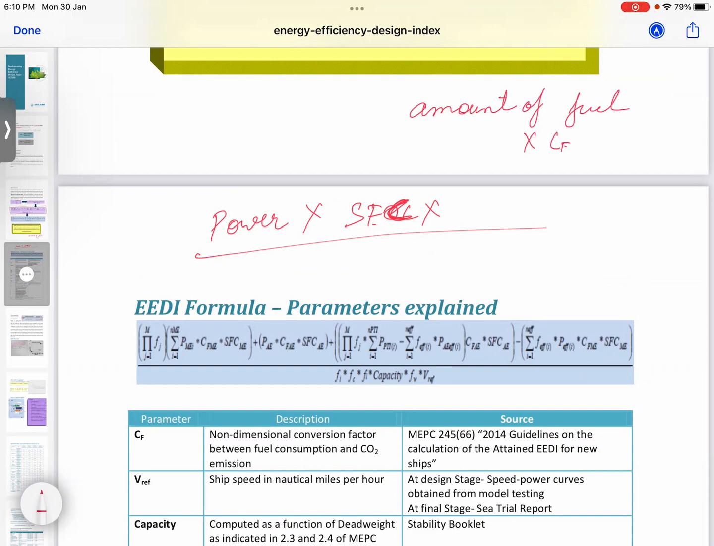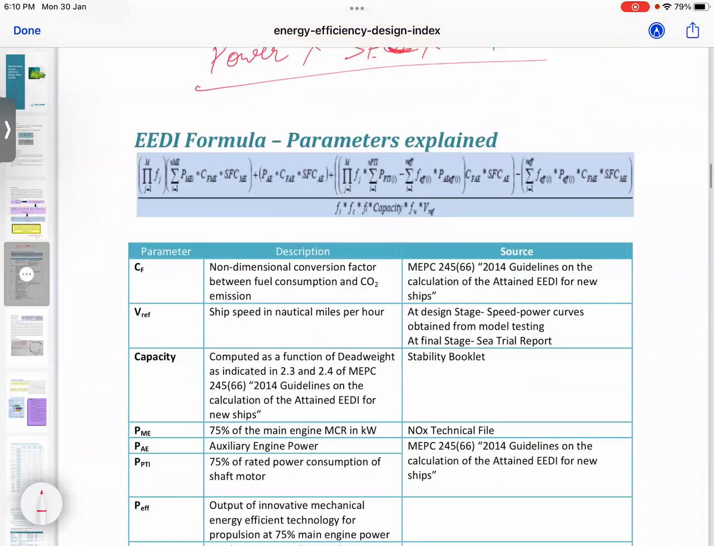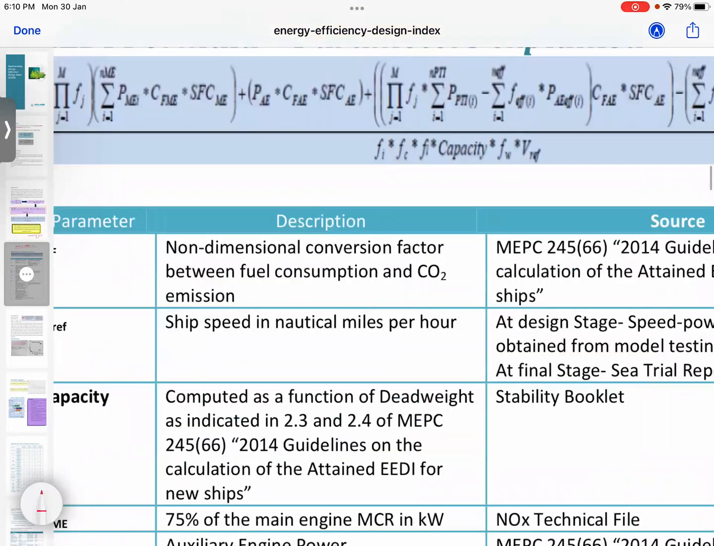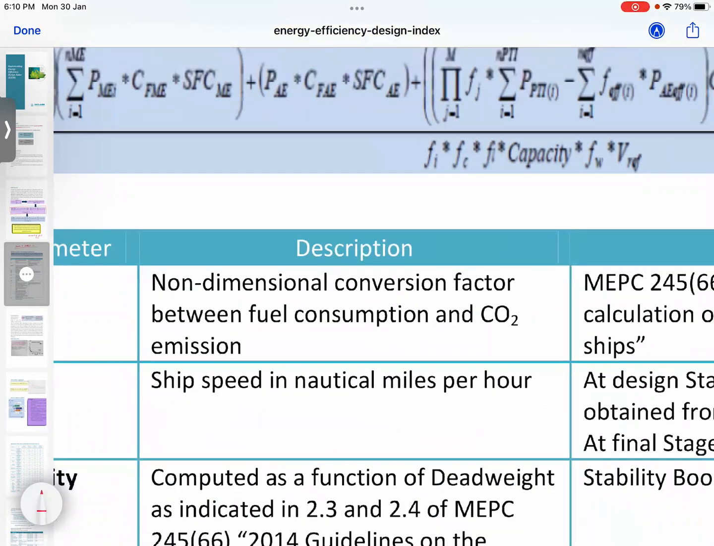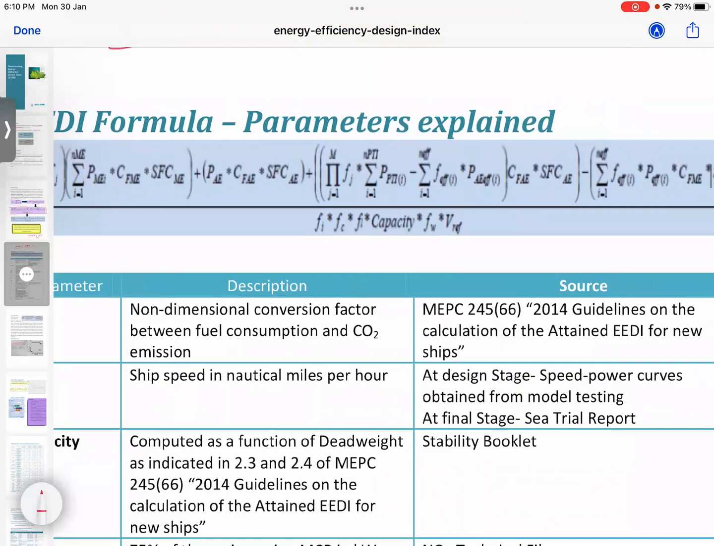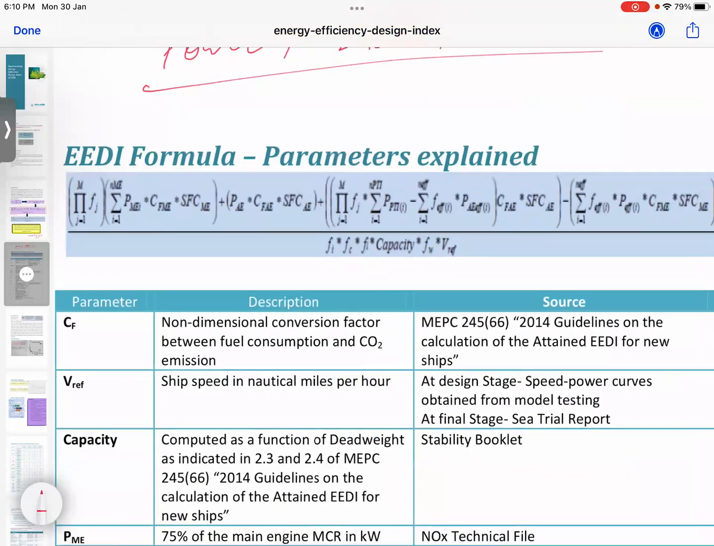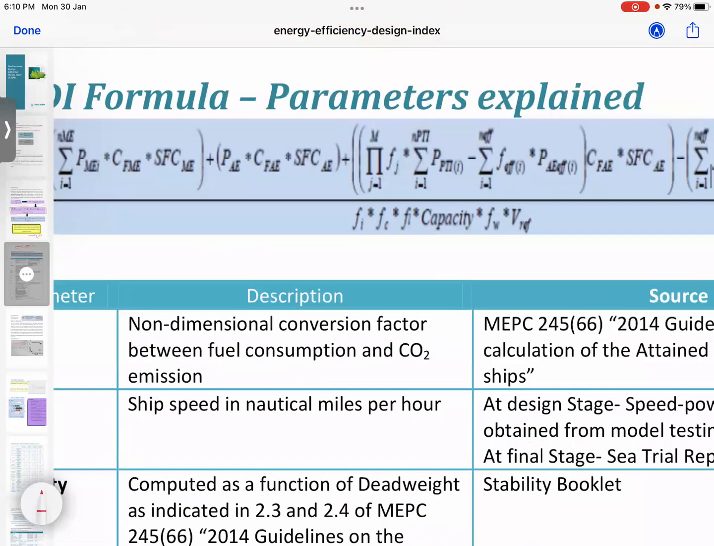Okay. If I just multiply it with the carbon conversion factor, what is that? This is actually a value which will tell you how much amount of carbon or CO2 a type of fuel will release when it is burnt into the atmosphere. So I will multiply the total amount of fuel into the carbon conversion factor, right? I'll show you. See, non-dimensional conversion between the fuel oil consumption and CO2 emission, right? So you get the value of CF in this, right? You'll get that value over here.